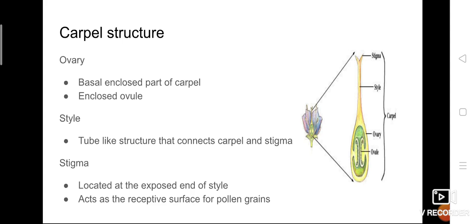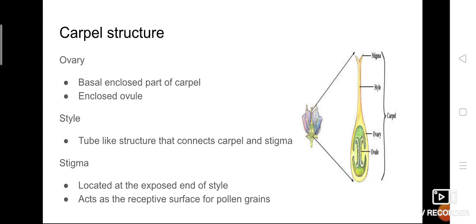So what does it do? It acts as a receptive surface for pollen grains. What is the main function of the stigma? It acts as the receptive surface, that is, it is able to receive the pollen grains. Pollen grains are the male gametes. Once the pollen grains come and stick to the stigma, along with this tube it moves down and reaches the ovary.